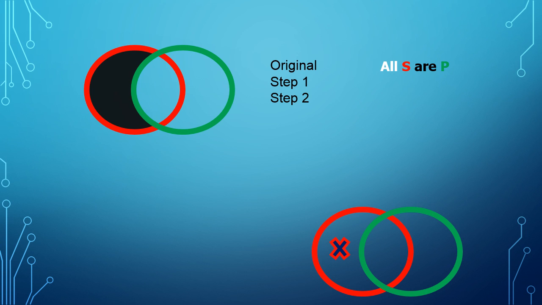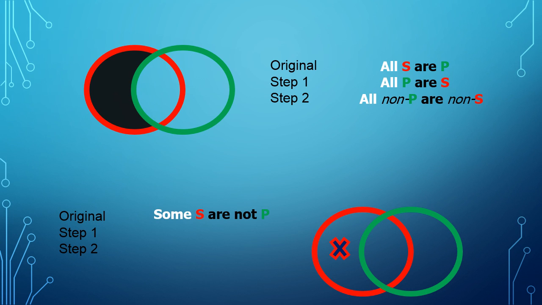So let's say you have all S are P. Step number 1, all P are S. Then all non-P are non-S. It's really that simple. Or, in the case of the O sentences, it gets a little bit more complicated because you're going to have double negatives popping up all the time. If some S are not P, then you just say some P are not S, and then you change each term to its complement. Some non-P are not non-S. Those O sentences get really tricky. Usually you find contrapositives used more when you're dealing with A sentences.